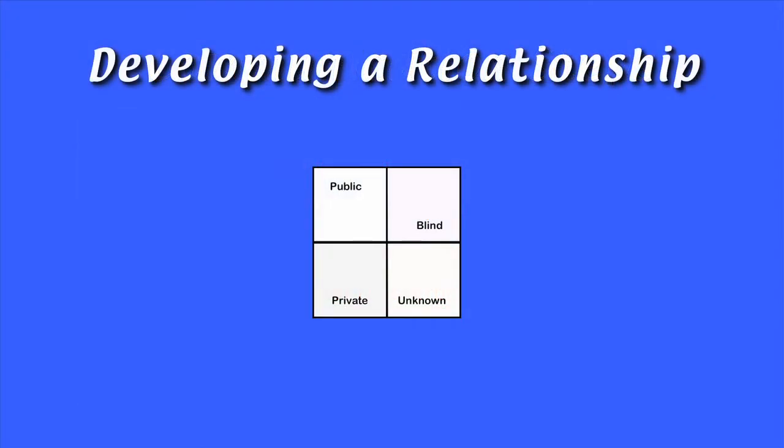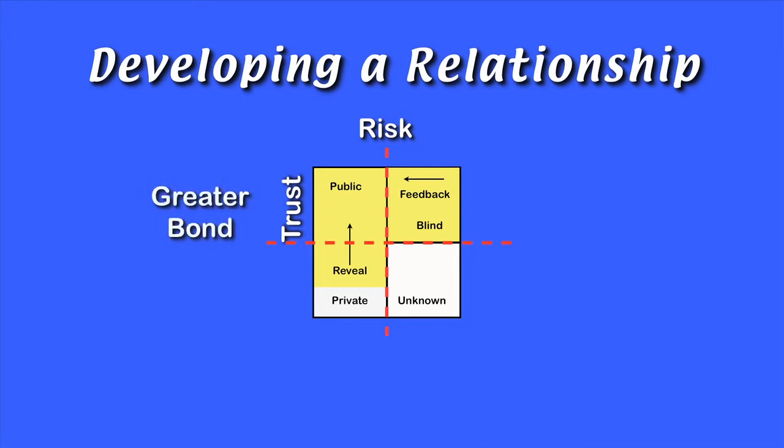In order for a relationship to grow, we need to know more about the other person. This requires each one to reveal hidden information from their private block. As we reveal hidden information about ourselves, we're trusting others to accept it without criticism. If they offer feedback about our blind spots, the feedback will result in either a greater bond between the two people, or it will cause hurt feelings and separation.